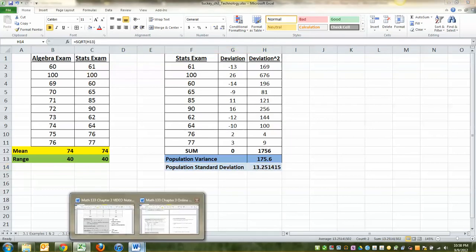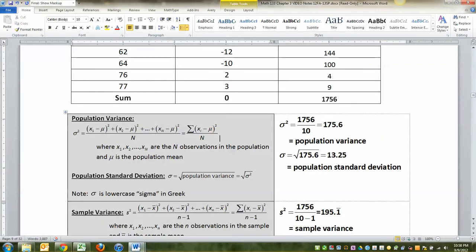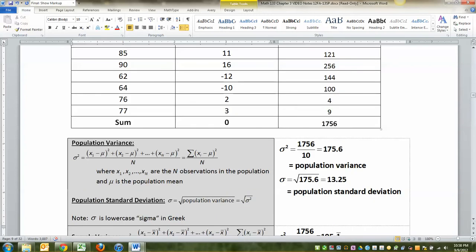All right, back here. So the variance is all well and good, but the problem is that it's squared, right? Which is no good to us. Like I scored 77% on this exam, but my variance is 175.6 percentages squared. Useless, right? What kind of unit is percent squared? So we have to undo the squaring that we did.